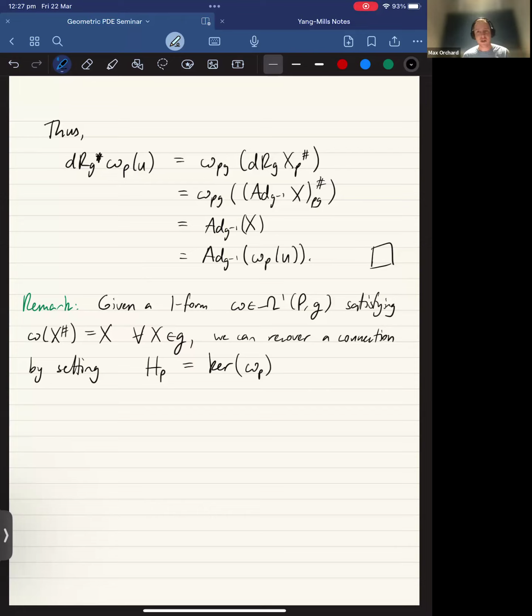Now, this in general isn't a principal connection, of course, but it turns out that if we also satisfy that right invariance property on the form, if in addition this form satisfies this right invariance property, this connection will also be a principal connection.